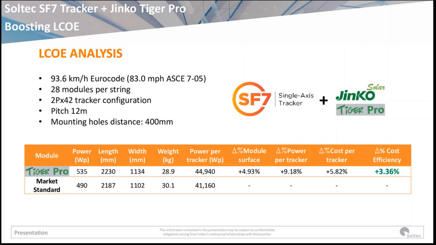And well, with the Tiger Pro, we have a bigger PV panel with 4.93% more surface, but we are having much more power per tracker. We are having 9.18% more power per tracker. So even though the tracker is more expensive itself, because the PV panel is bigger, the price increase is less than the gain of power we are having because of the great power density of this new PV panel. So at the end, we are having a cost efficiency of more than 3%, 3.36% compared to the market standard PV panel.